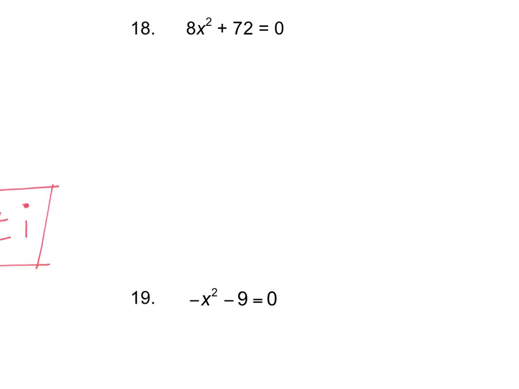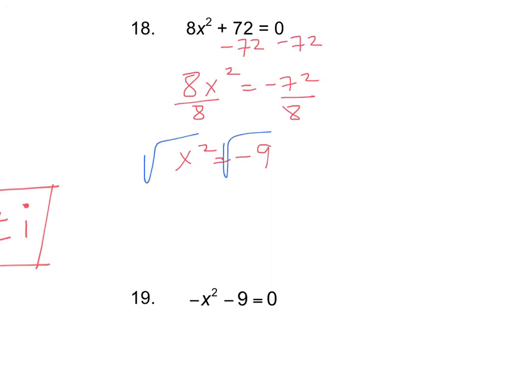Now remember, you need to isolate the x squared by subtracting 72 from both sides. Then you have to divide by 8. So you get x squared to be equal to negative 9. Now remember, I need x squared, so I need x. So I need to square root both sides. So I get x to be equal to the square root of negative 9.